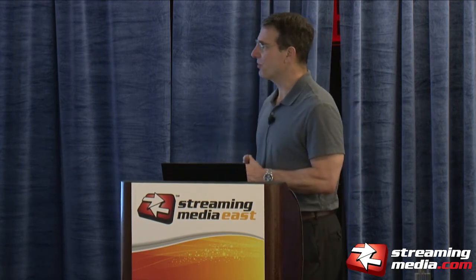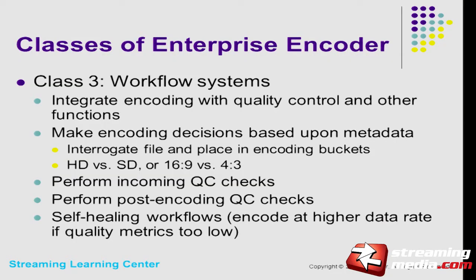And then I think the most interesting category, at least from my perspective, is a workflow system. What a workflow system does is integrate the encoding with a number of other functions. Typically quality control is one of the important ones, but it can be operations with media asset management or content management systems. We'll look at some examples in the next couple of slides, but they can make encoding decisions based on metadata. So if you're accepting input that's 4:3 and 16:9 and different resolutions, and you want to treat those files differently, these types of products can interrogate the file header before they start encoding, put it in a different encoding bucket, and encode it specifically based upon the output that you want for that type of input file.